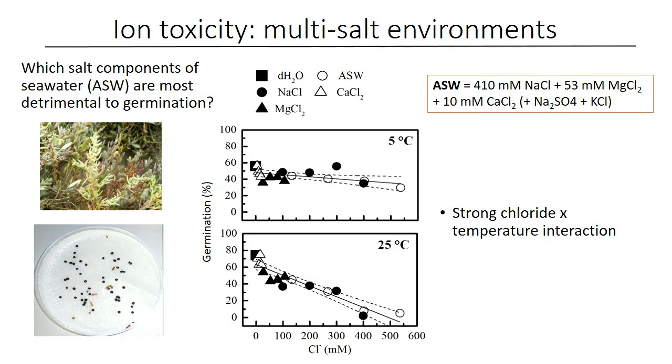And what we were able to do was actually to link it back to the chloride concentration of the solution. And this is quite important because the toxicity of chloride has been shown for plants many times, but no one's tried to do this for seeds. So we think chloride is really important for germination.